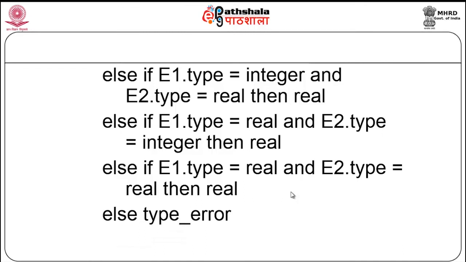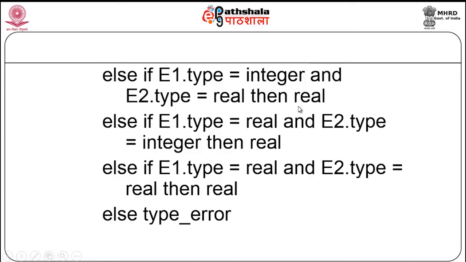If it is not falling under any of these categories, you will return error as the type information. Now what is happening here? If both are integer, no problem. If both are real, also no problem. If one is integer and the other one is real, I am permitting it to perform some operation here, but I am converting the result of the operation to be real.